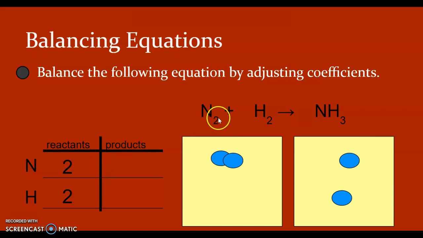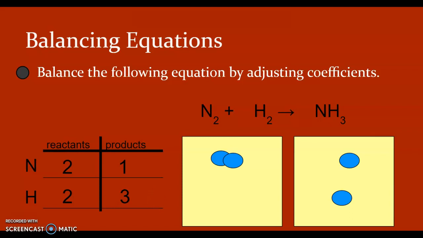I have 2 nitrogens and 2 hydrogens in my reactant. I have 1 nitrogen and 3 hydrogens in my product. Cool. Well, I can see these are not equal. And this is where style comes in, of where you like to start.